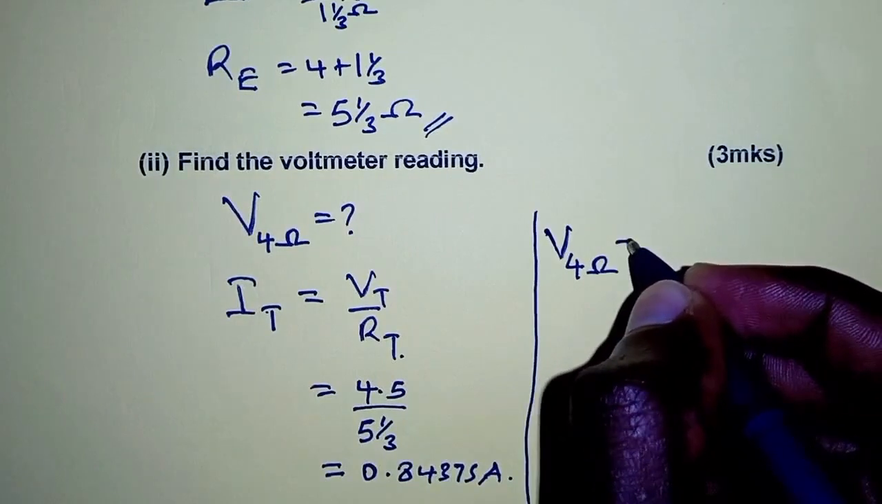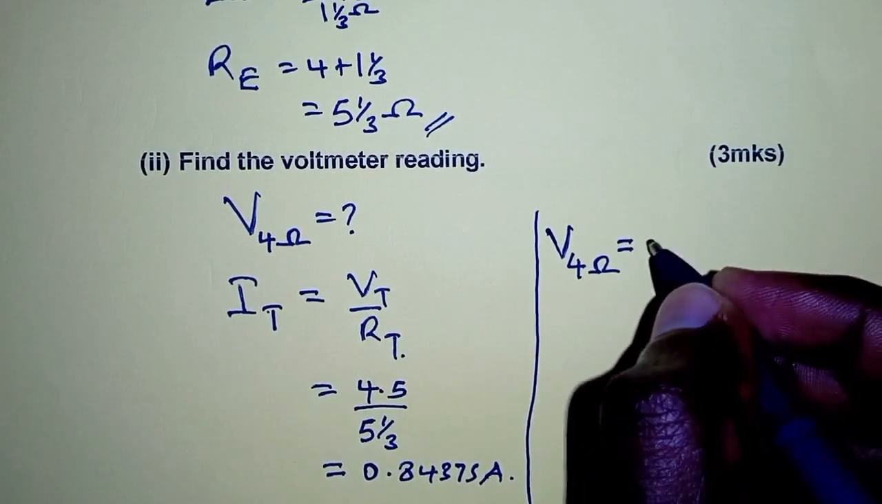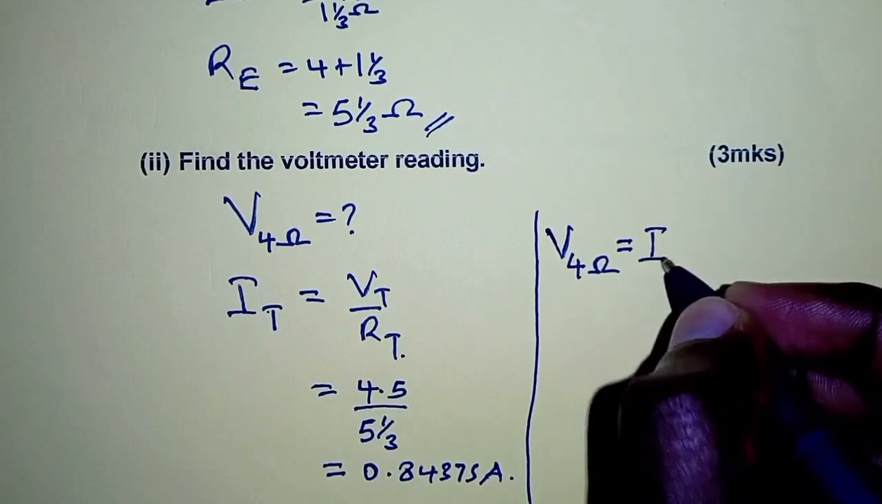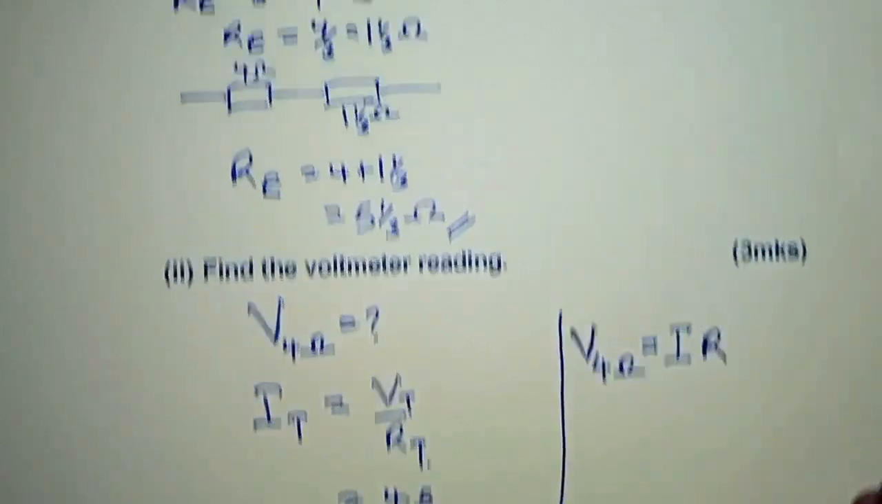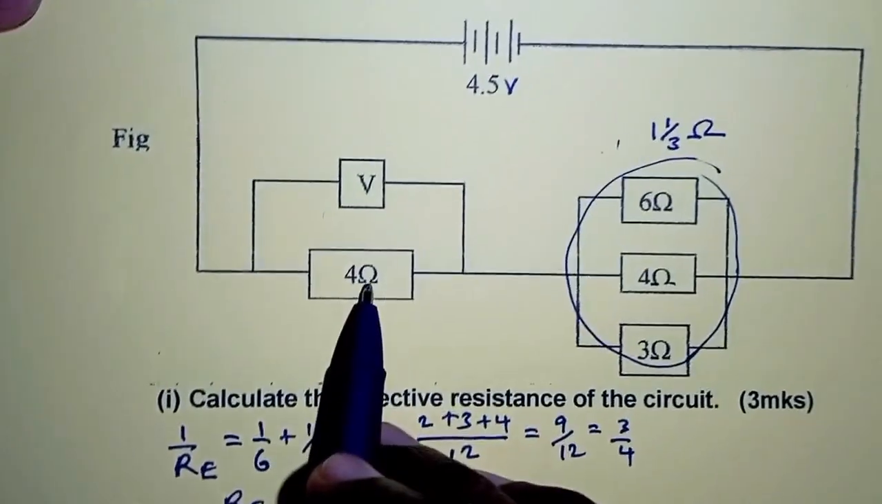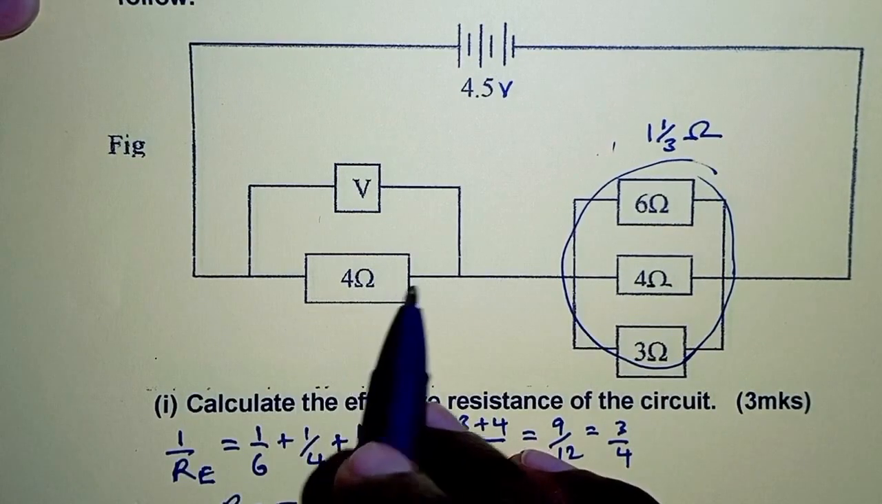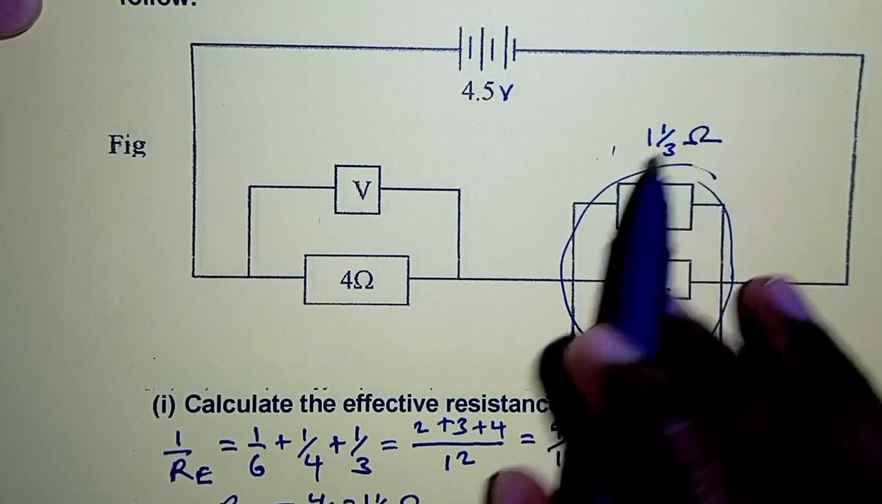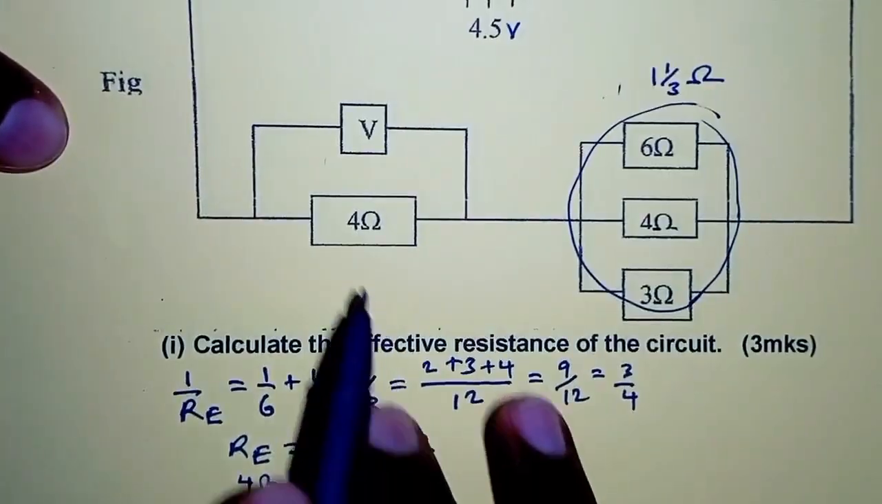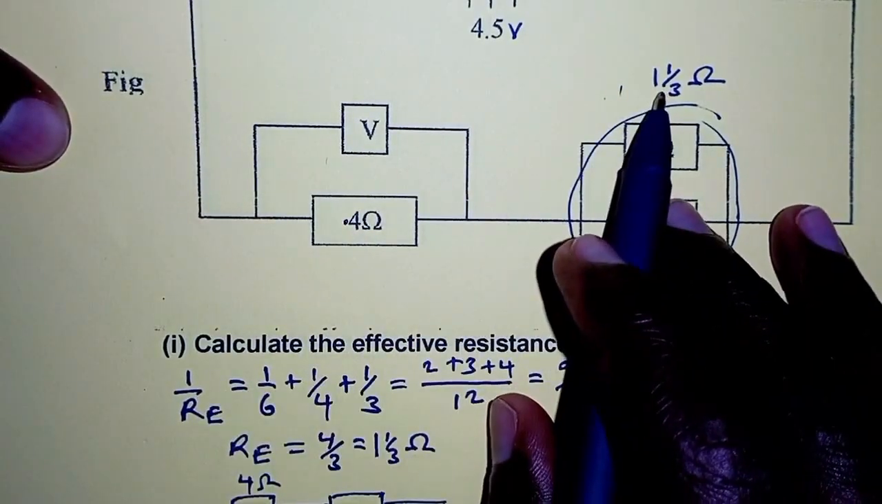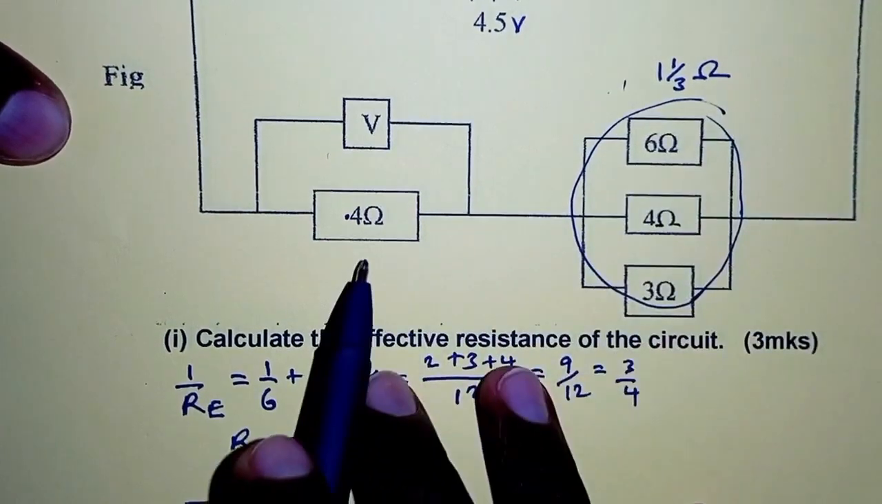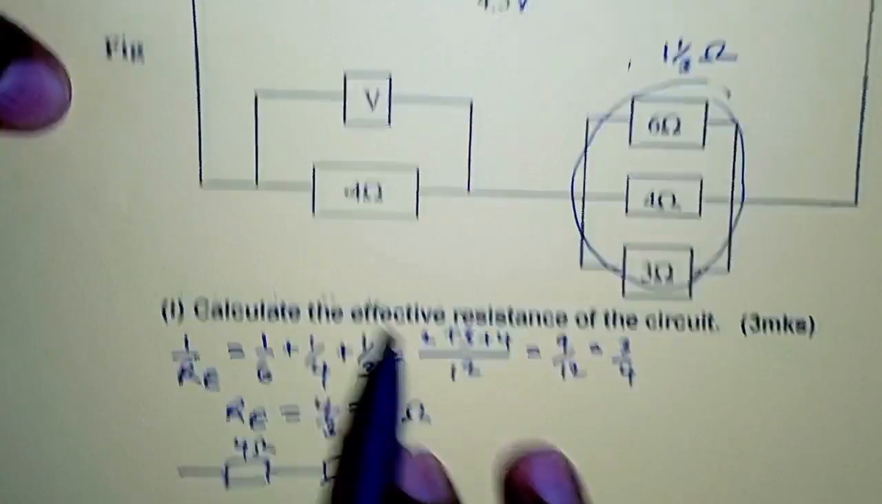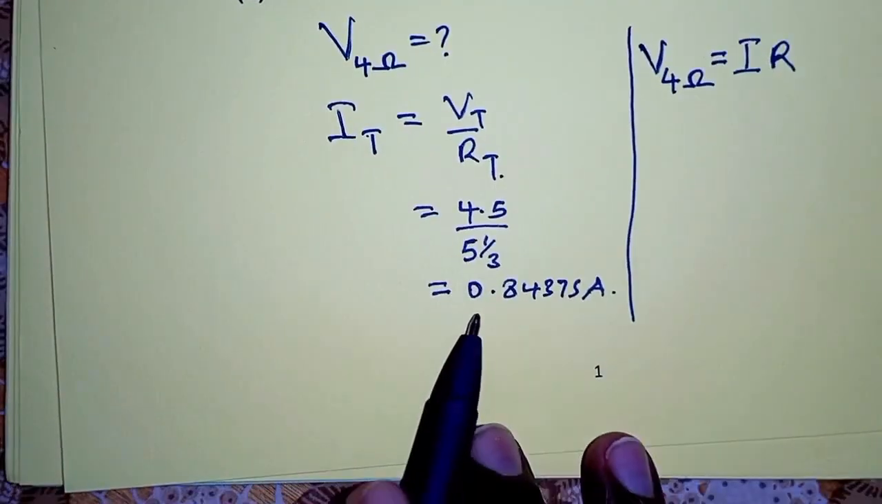And with the total current, we can therefore proceed on and say the voltage across the 4 ohm resistor should be equal to the current across it. The current through the 4 ohm resistor should be equal to the current through the 1 1/3 ohm resistor. The current across the two resistors should be equal to the total current, and that is this.